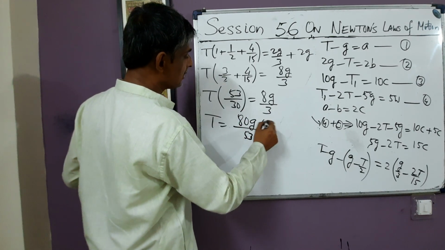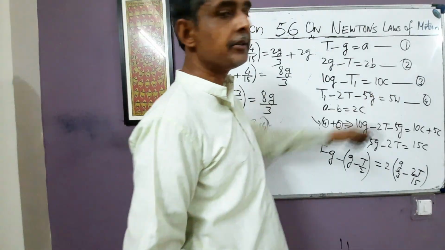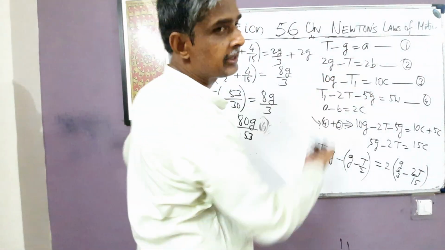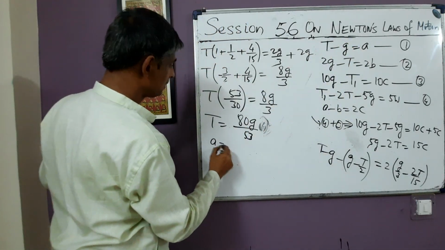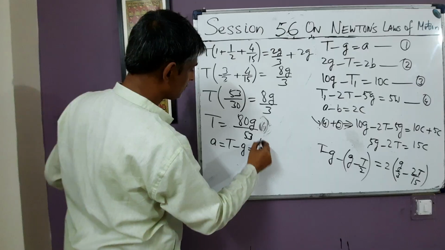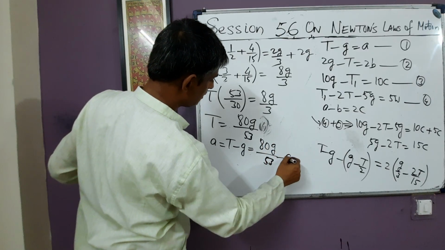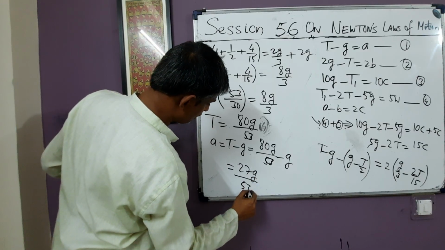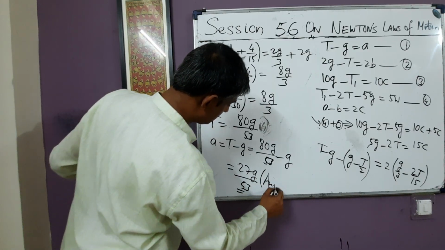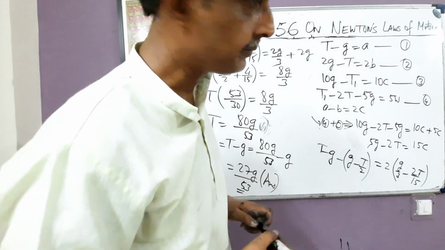See, one answer, we have T. All you have to do is substitute in these equations to get A, B, C and W. C and W are equal, that is already true. A, B, C only you have to find. So we substitute T here. A becomes T minus G, 80G by 53 minus G. This becomes 27G by 53. One answer we have obtained. We obtained a positive value, meaning the direction of A which we have assumed upward is correct.